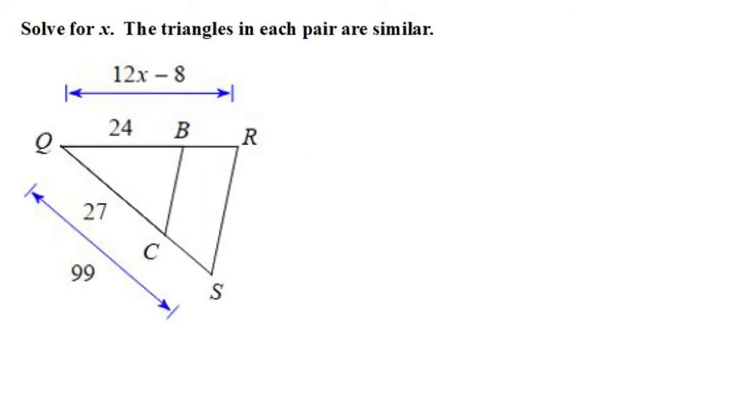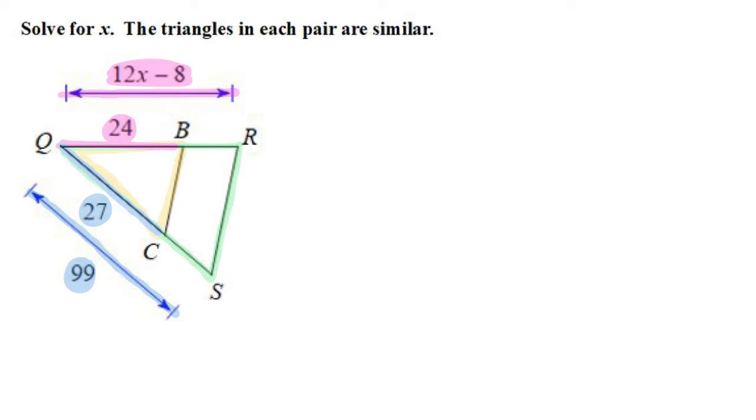In our next example, we can see that the triangles are overlapping. We have a smaller triangle, triangle QBC, and a larger triangle, triangle QRS. Now we can match up the parts of these triangles by using our corresponding sides. First, the smaller side length of QB is going to correspond to the full side length of QR. For the other part, I have the smaller side length of QC, which is 27, corresponds to the full side length of 99.